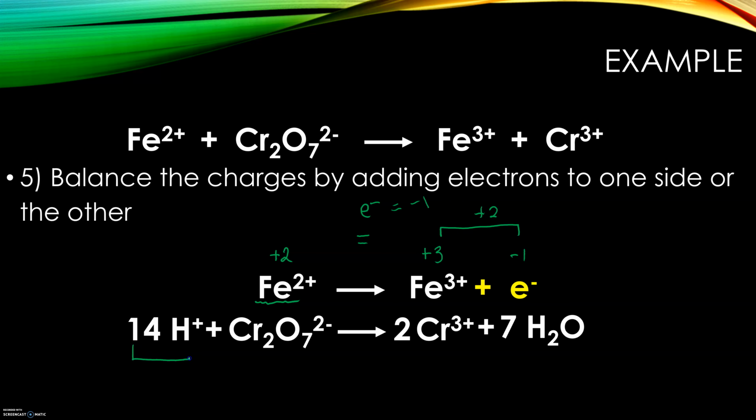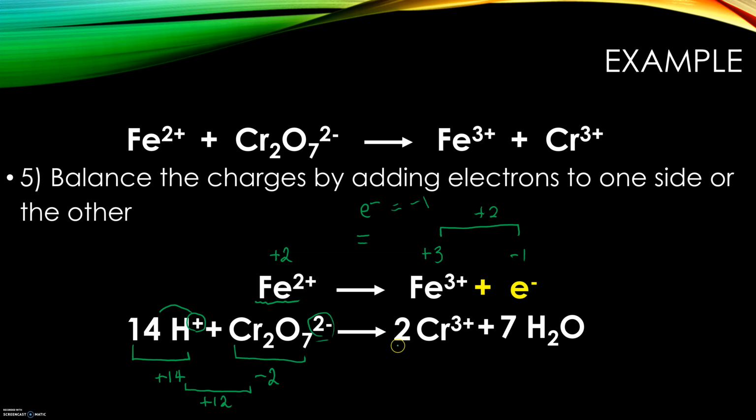We now have 14 hydrogen ions. So we have a +1 charge, but we have 14 of them. So right here, we have a +14. Right here, we have one dichromate ion with a -2 charge, which in turn gives us a combined +12.